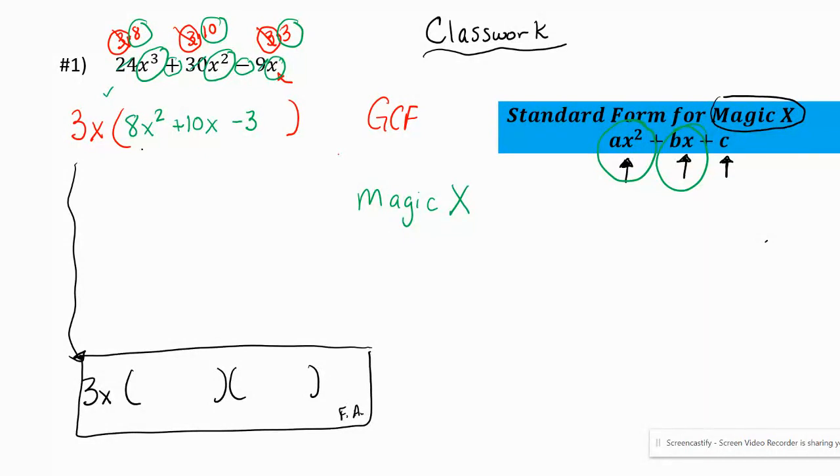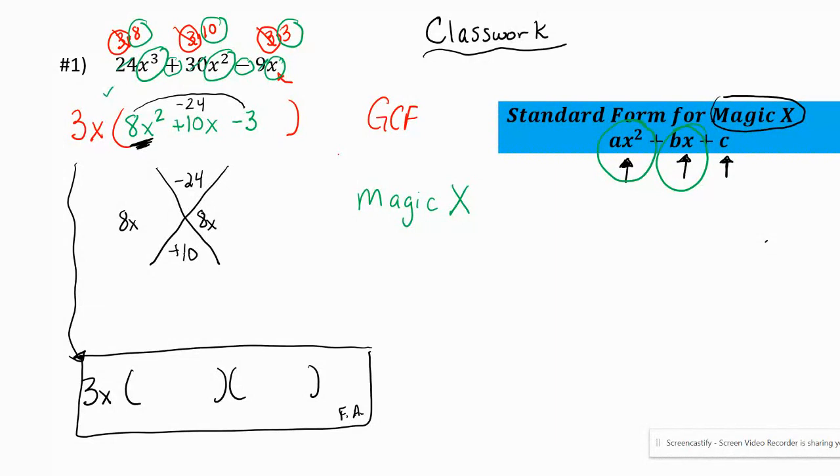So now we're going to do the magic x, and we're only going to do the magic x on this green middle part. Draw my magic x. I'm going to multiply the front and the back, so 8 times negative 3 is negative 24. So what multiplies to a negative 24 and adds or subtracts to 10? And then don't forget, whatever this term is, you have to write it on the side, 8x, 8x. That's the trick to the magic x.